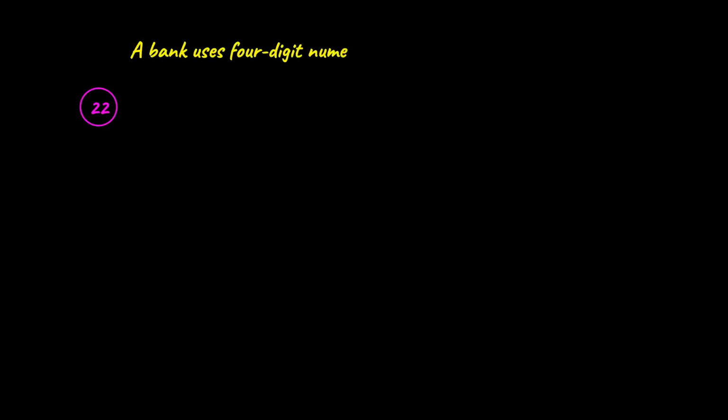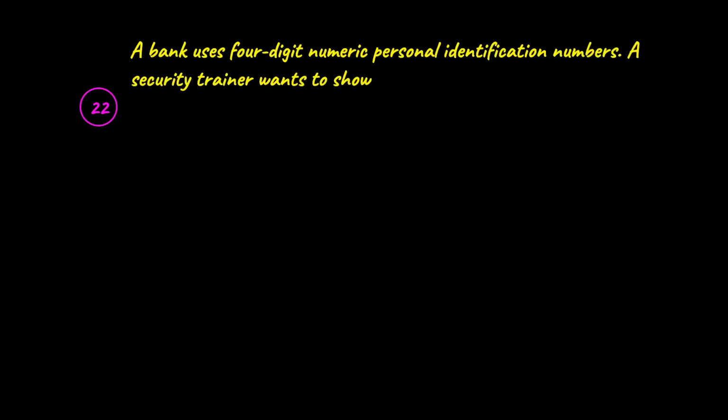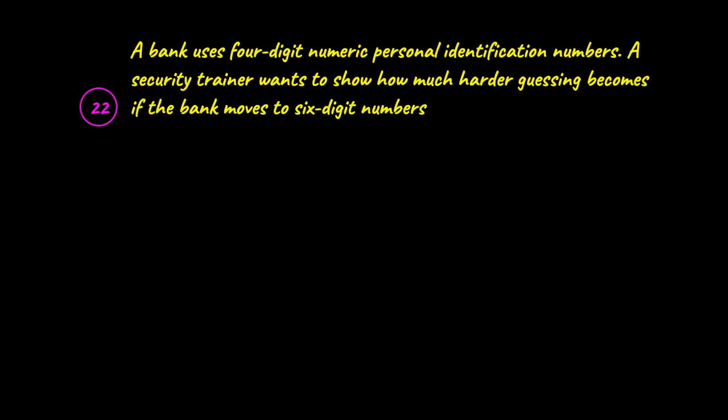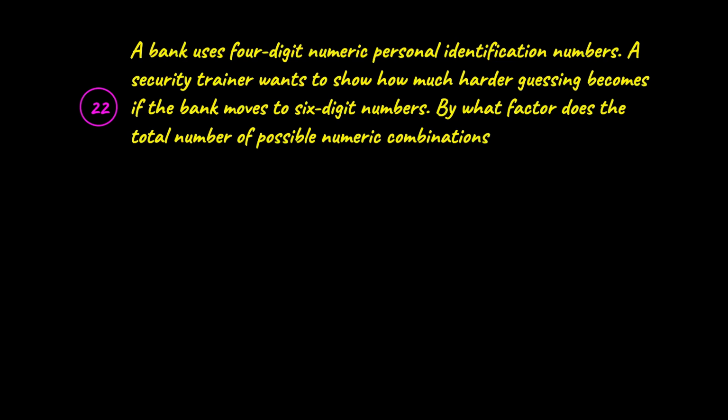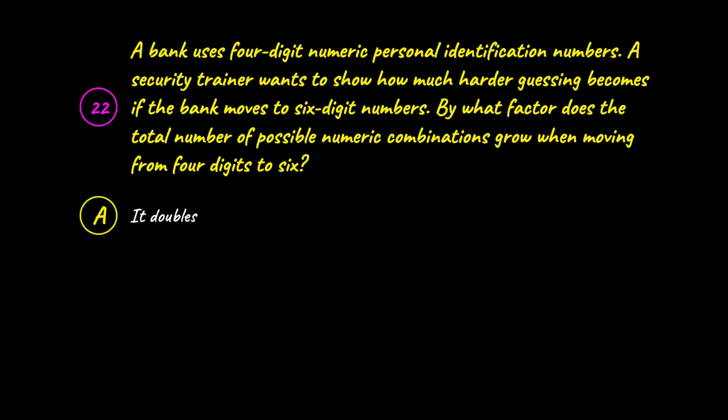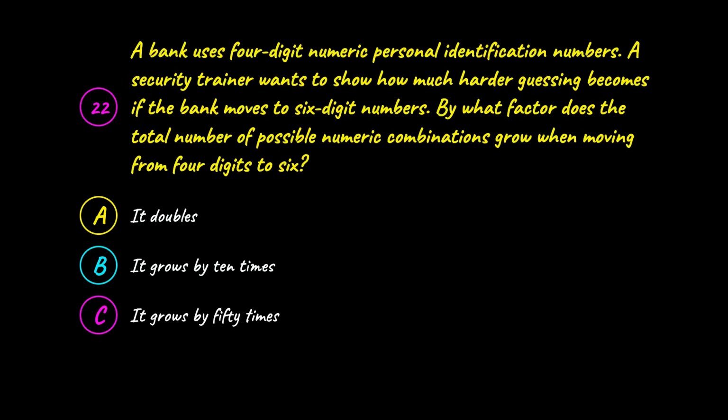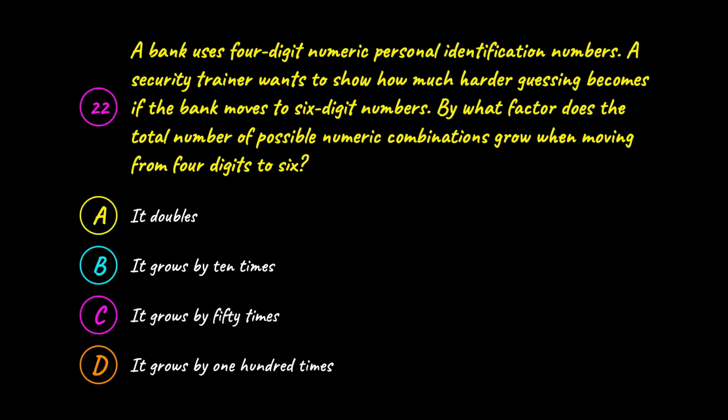Question 22. A bank uses 4-digit numeric personal identification numbers. A security trainer wants to show how much harder guessing becomes if the bank moves to 6-digit numbers. By what factor does the total number of possible numeric combinations grow when moving from 4 digits to 6? Your options are A. It doubles, B. It grows by 10 times, C. It grows by 50 times, D. It grows by 100 times. Which would you go with? Lock it in before the reveal.